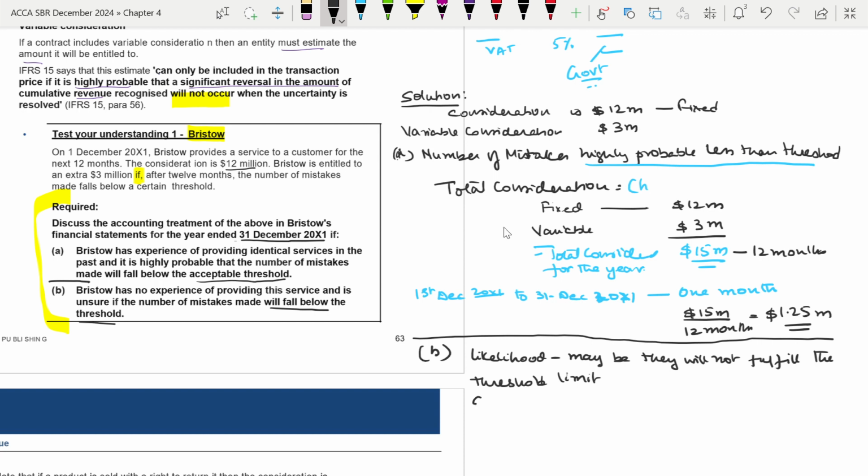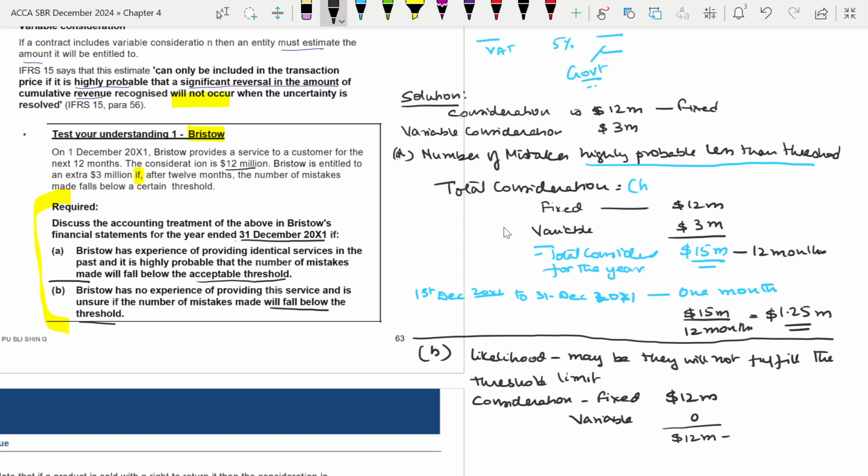When you take the consideration, how much is the fixed consideration? Fixed consideration is 12 million. They will get that at any point of time. Whereas variable consideration they will not get, because they are unsure they will fulfill the requirements on the mistakes. It is highly probable that they will not fulfill the requirement, so there will be no variable consideration. There will be only fixed consideration.